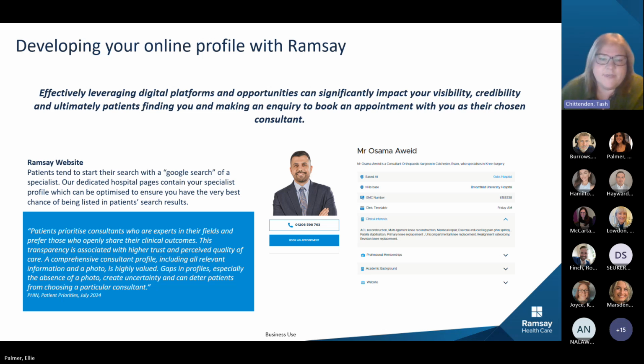We've had a look at some research recently that shows gaps in profiles, especially the absence of a photo, can create uncertainty and can deter patients from choosing a particular consultant. So we really do advise that as much information as possible goes in here, especially an image, as it can really help the patient when deciding which consultant they want to look at. This also helps in Google. Google will crawl our website and pick out that key information. So not only are you showing on the Ramsay website when someone's on there, you're hopefully being picked up in Google as well for a wider search.